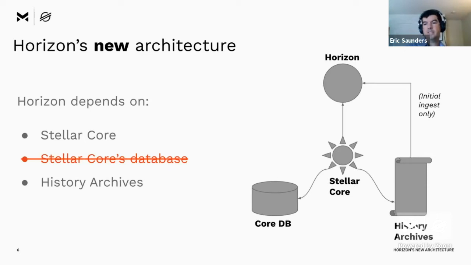And really what we're changing here looks like such a simple change. We just removed a line from a diagram. We just took away the dependency on Stellar Core's database. But this is a massive change with huge consequences. We're going to go into the details of why that is, how we did it, and the challenges that we faced.